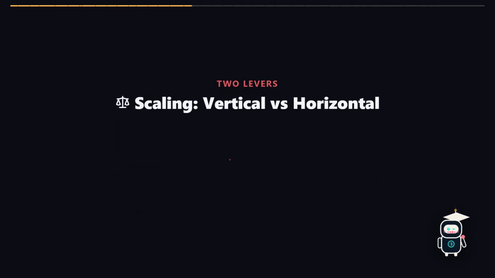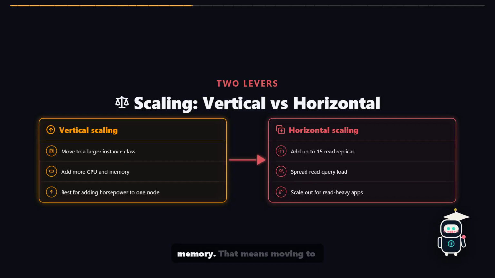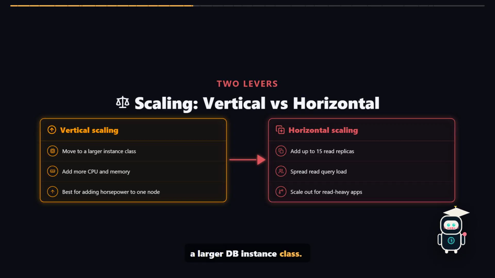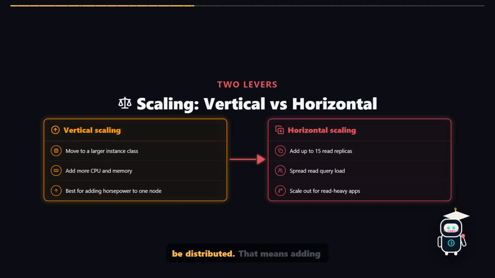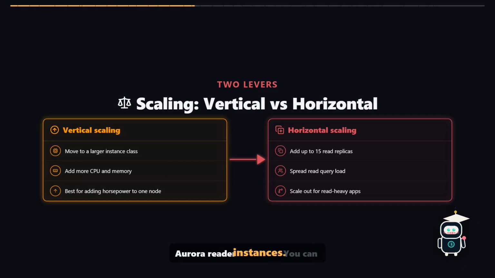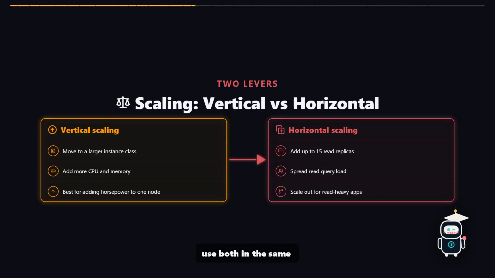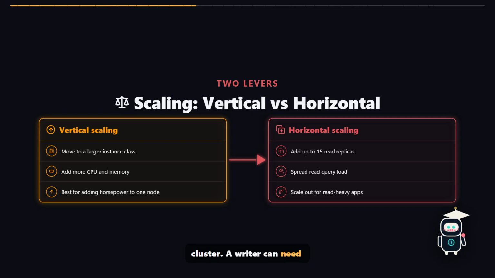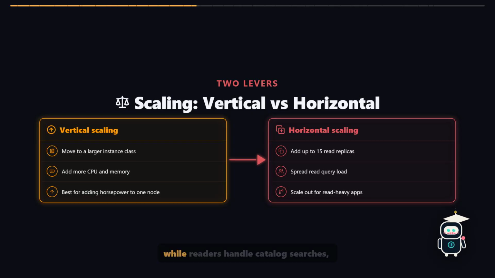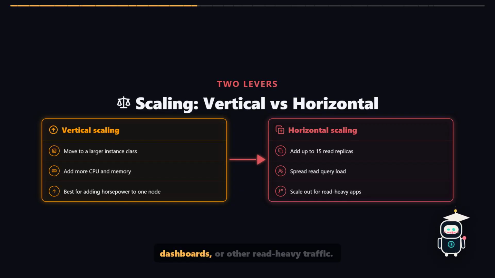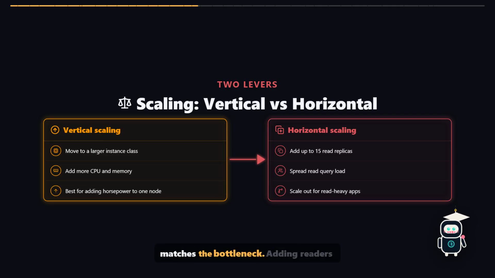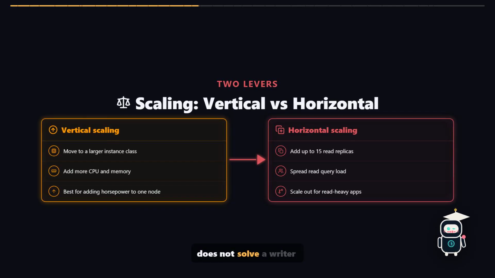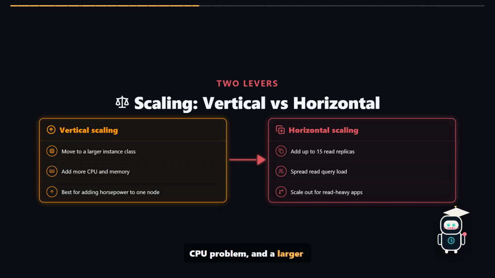Use vertical scaling when the writer needs more compute or memory. That means moving to a larger DB instance class. Use horizontal read scaling when eligible read traffic needs to be distributed. That means adding Aurora reader instances. You can use both in the same cluster. A writer can need more capacity for transactional work while readers handle catalog searches, dashboards, or other read-heavy traffic. Choose the scaling method that matches the bottleneck. Adding readers does not solve a writer CPU problem, and a larger writer does not automatically distribute read traffic.